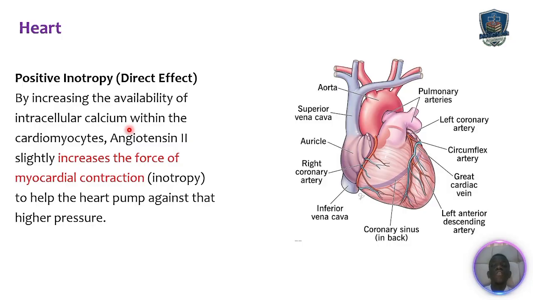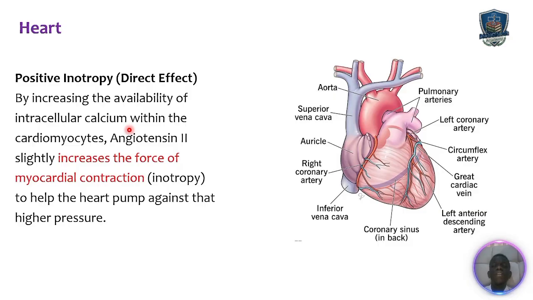So if you increase the force of contraction, you are basically increasing the ejection fraction and decreasing the end systolic volume. If you decrease the ESV and the EDV is constant, it means that you are increasing the stroke volume. And when you increase the stroke volume, it means you are increasing the cardiac output and the blood pressure. So the positive inotropic effect leads to an increase in blood pressure. That's something that you have to understand.